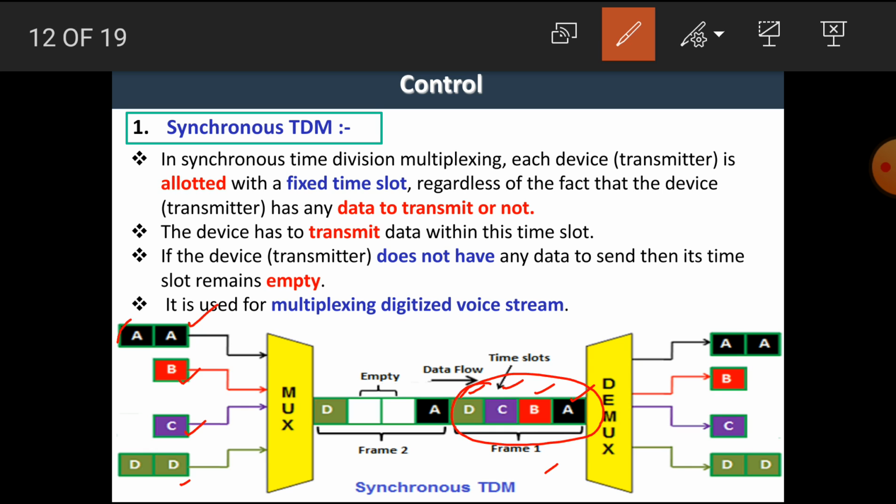Okay, the next frame is A. Here B is absent, C is absent and then D. Here is A, then B is absent, C is absent and then it transmits D. That means there may be some empty slots available in the synchronous time division multiplexing technique. I hope you all understand. Let's see once again. In the first frame it transmits A B C D, and in the second frame it transmits A, then empty space, then empty space, D. This is the second frame.